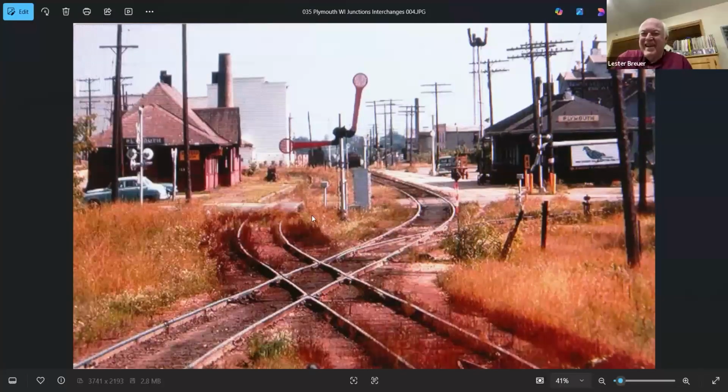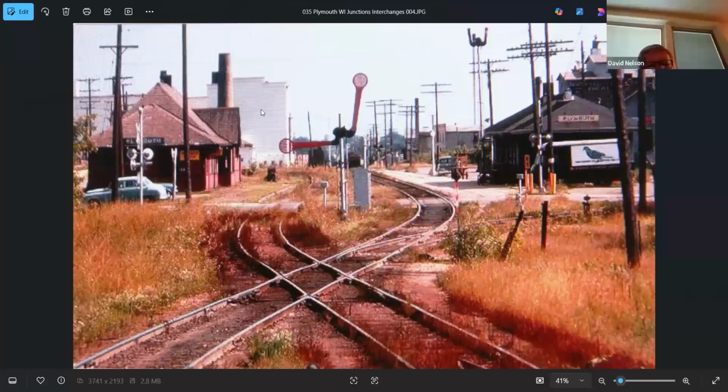They do. And that white building in the background, I believe, was a Kraft cheese processing center. Plymouth doesn't have all these interesting tracks anymore, but it's still an interesting place to visit.